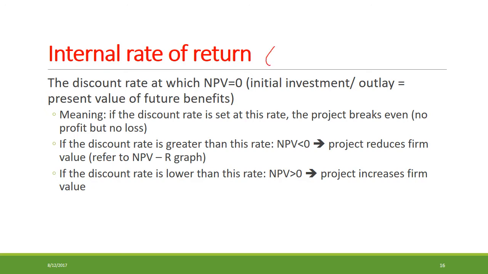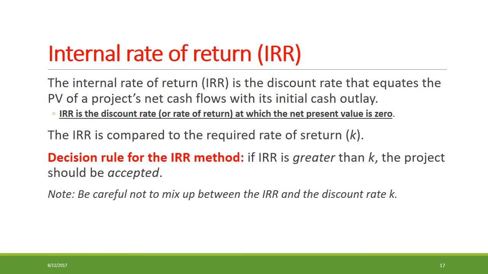The internal rate of return can be seen as the return on the investment, and K, or the discount rate, is the cost of capital. If the cost is lower than the return of the investment, then we have a value enhancing project. If the cost is greater than the return of the investment, then we have a loss making project.